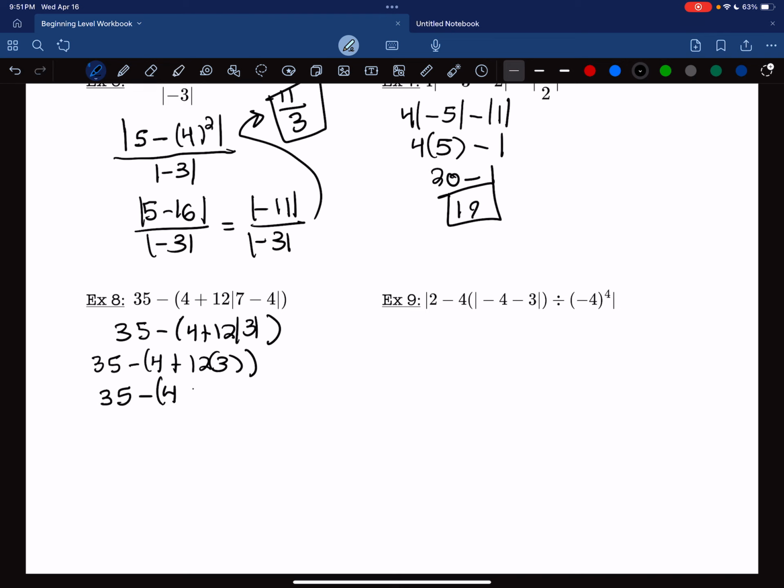And then 12 times 3 is 36. And then from here, you're going to have 35 minus, and then 4 plus 36 is 40. And then 35 minus 40, that is going to be negative 5. And that is your final answer.